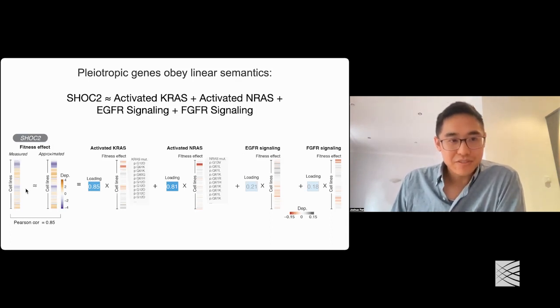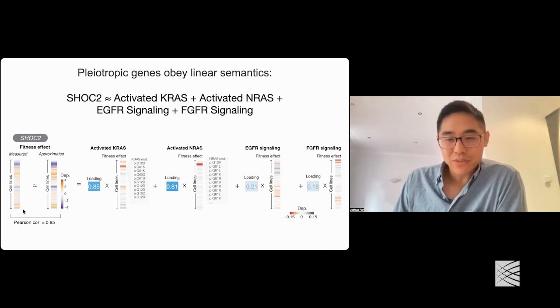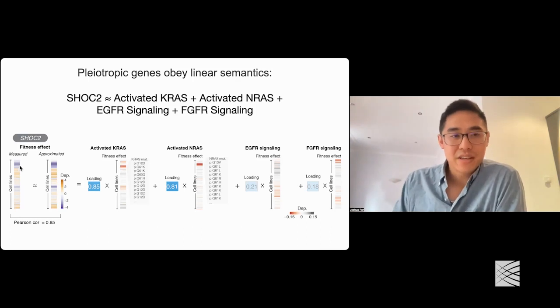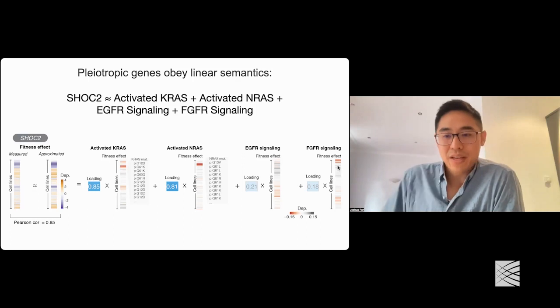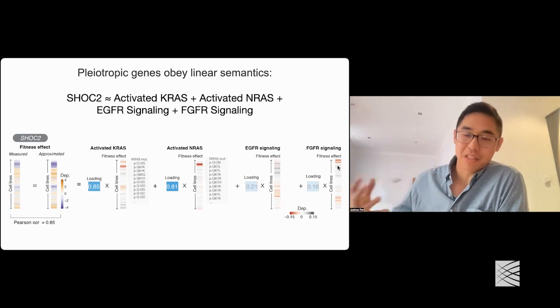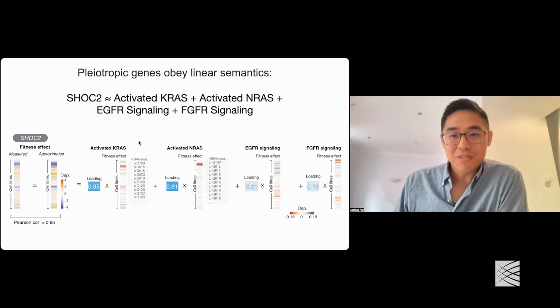This is the measured fitness profile in the Dependency Map. SHOC2 was knocked out over 675 cancer cell lines. Cell lines in purple are more dependent on SHOC2 for growth, so they have a higher fitness effect when you knock out SHOC2. Our model approximates this profile as a combination, once again, of 4 out of the 220 learned functions that are learned automatically from the data. Similarly to before, when you map these onto biological priors, you can recover the meaning of these different latent factors or functions.